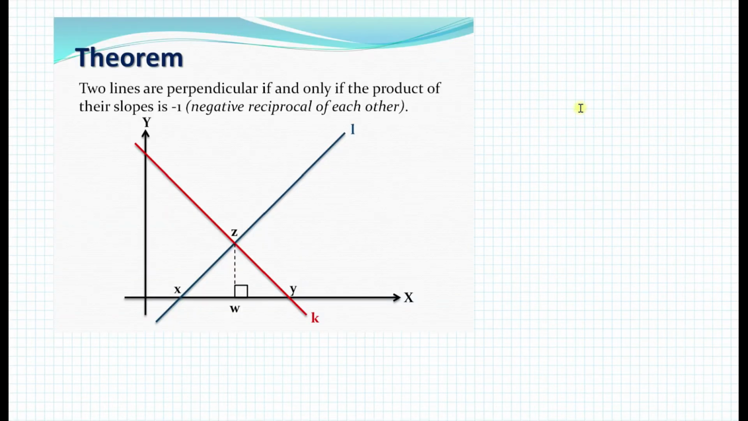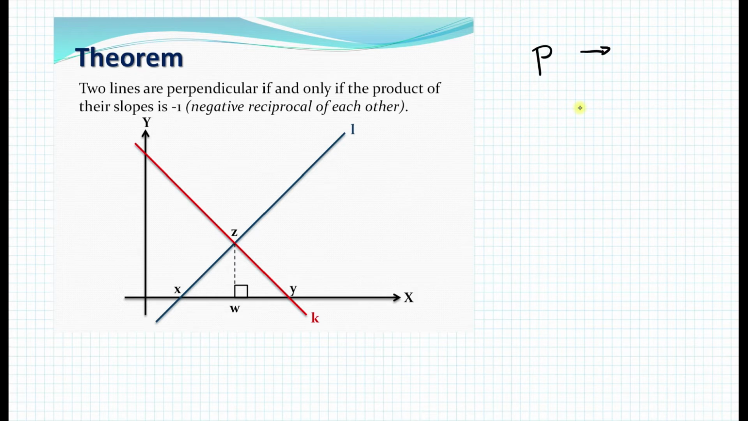The theorem states two lines are perpendicular if and only if the product of their slopes is -1, which is also the negative reciprocal of each other, okay? Why is it an if and only if statement? Because remember, it's a biconditional statement.